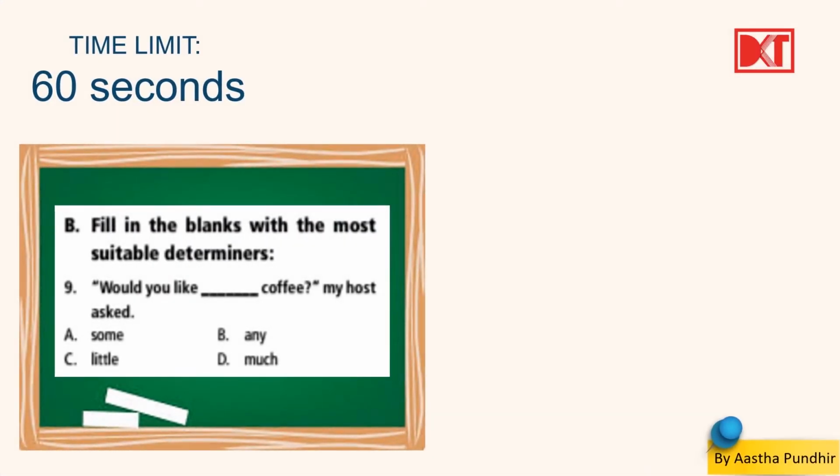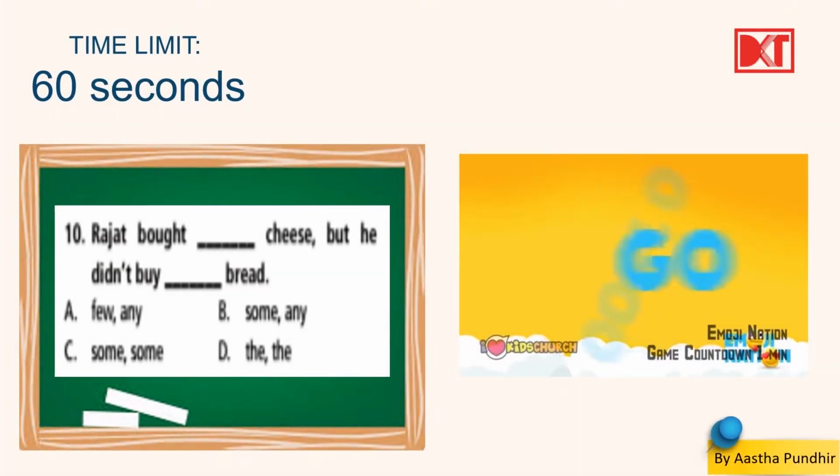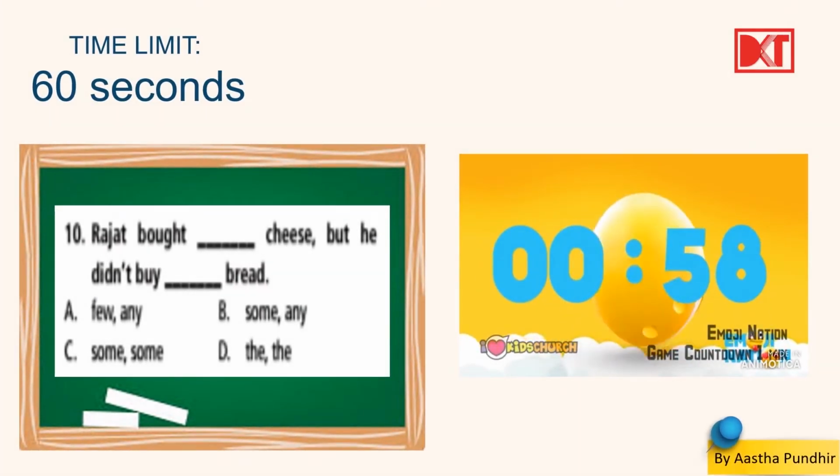Okay, here we start off with the questions on determiners. It says fill in the blanks with the most suitable determiners. Would you like dash coffee? My host asked. Some coffee, any coffee, little coffee or much coffee. Here these are quantifiers that we are talking about. So here we'll say, would you like some coffee? So your time starts now.